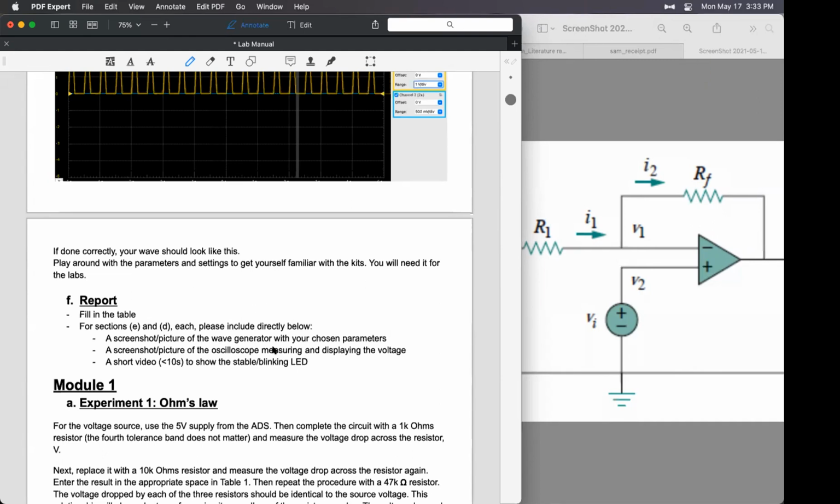Okay. How do we calculate the ideal gains again? You have to go back to your slide.